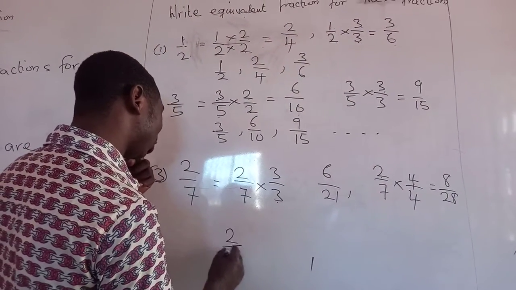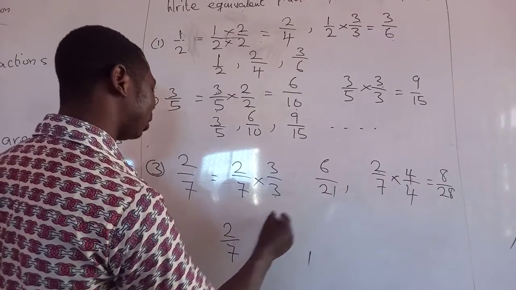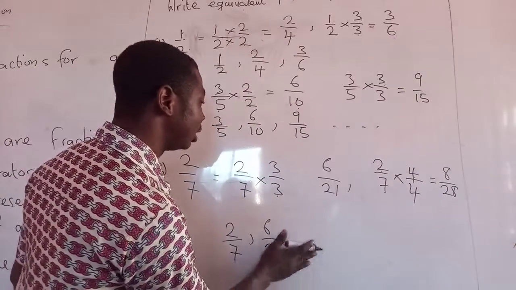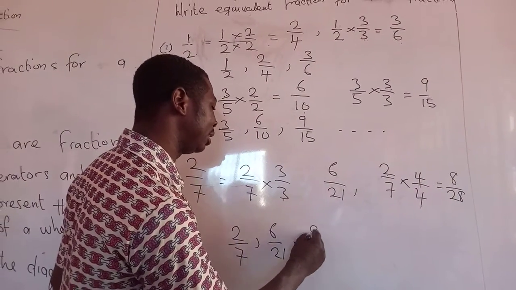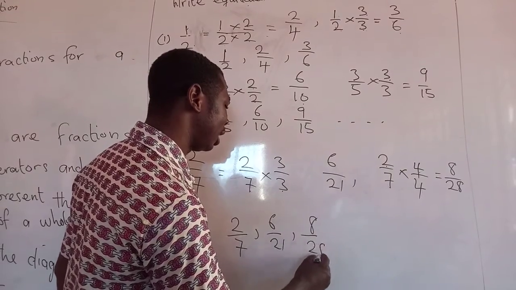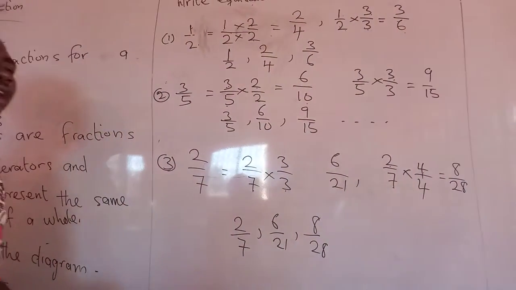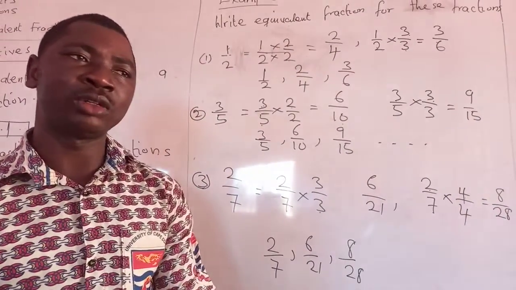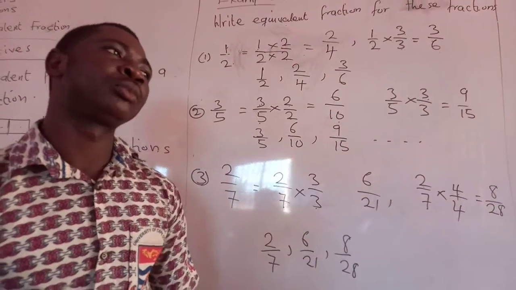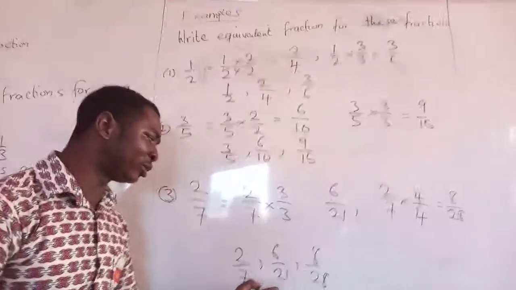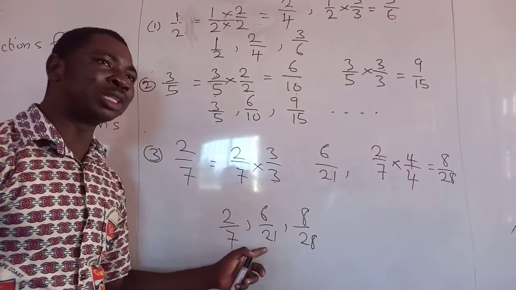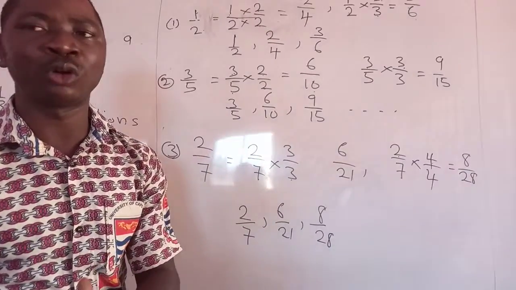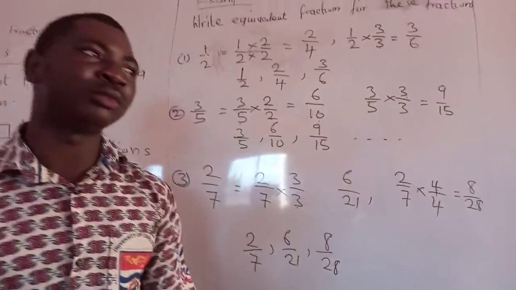Okay. So now we can quickly write the equivalent fractions. The first fraction is 2 out of 7. And then the next equivalent fraction is 6 out of 21. And then our next equivalent fraction is 8 out of 28. So when we say equivalent fractions, they are fractions with equal values, the same value. Though you see that the numerator and the denominator are different, they are equivalent. They have the same value, okay?